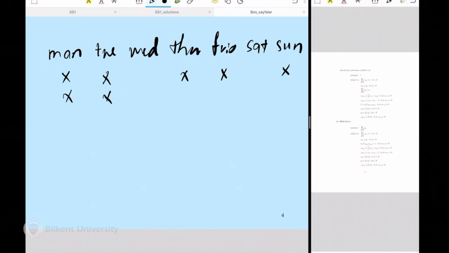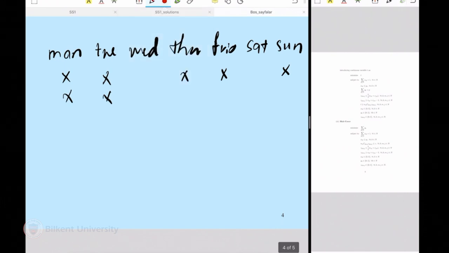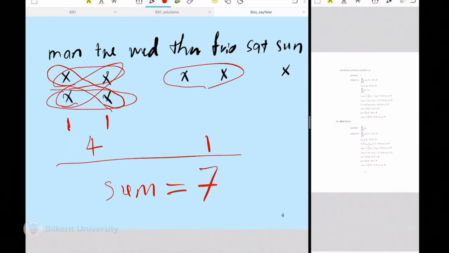So why is the badness count 7? It is saying the number of pairs of exams on the same day or on 2 consecutive days. So let's count it. For the number of exams on the same day, I have 1 here, 1 here, right? But now count the exams on consecutive days. I have 1 here, 1 here, 1 here, 1 here, and 1 here. So 4 here, 1 here. Now if we count them, 4, 5, 6, 7. That's why the badness count is 7.